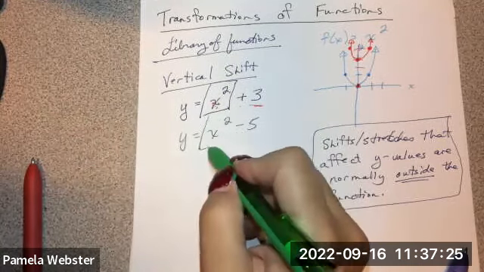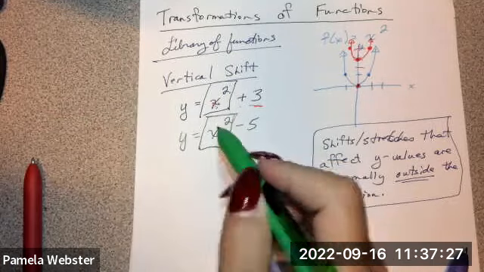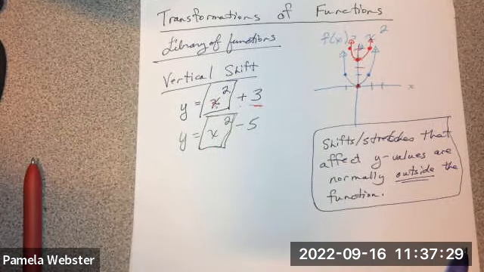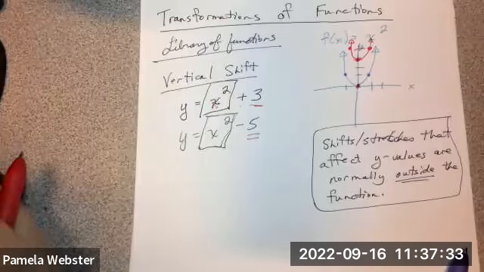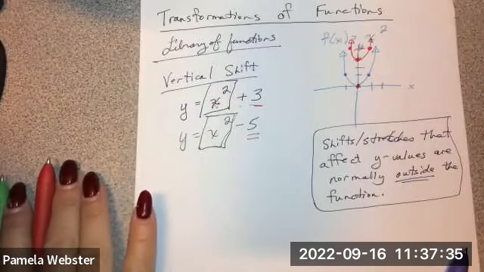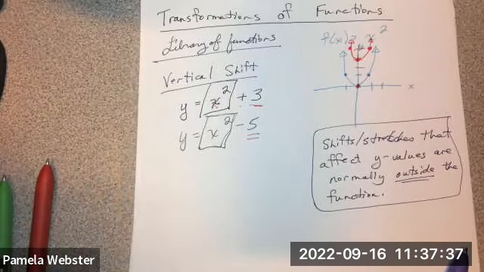Again, I haven't done anything inside my function. My function still looks like x squared, but we subtracted 5. So in my mind, whenever I'm dealing with shifting up and down, I'm looking at this and I'm going, oh, to subtract 5 means to move down 5, right?